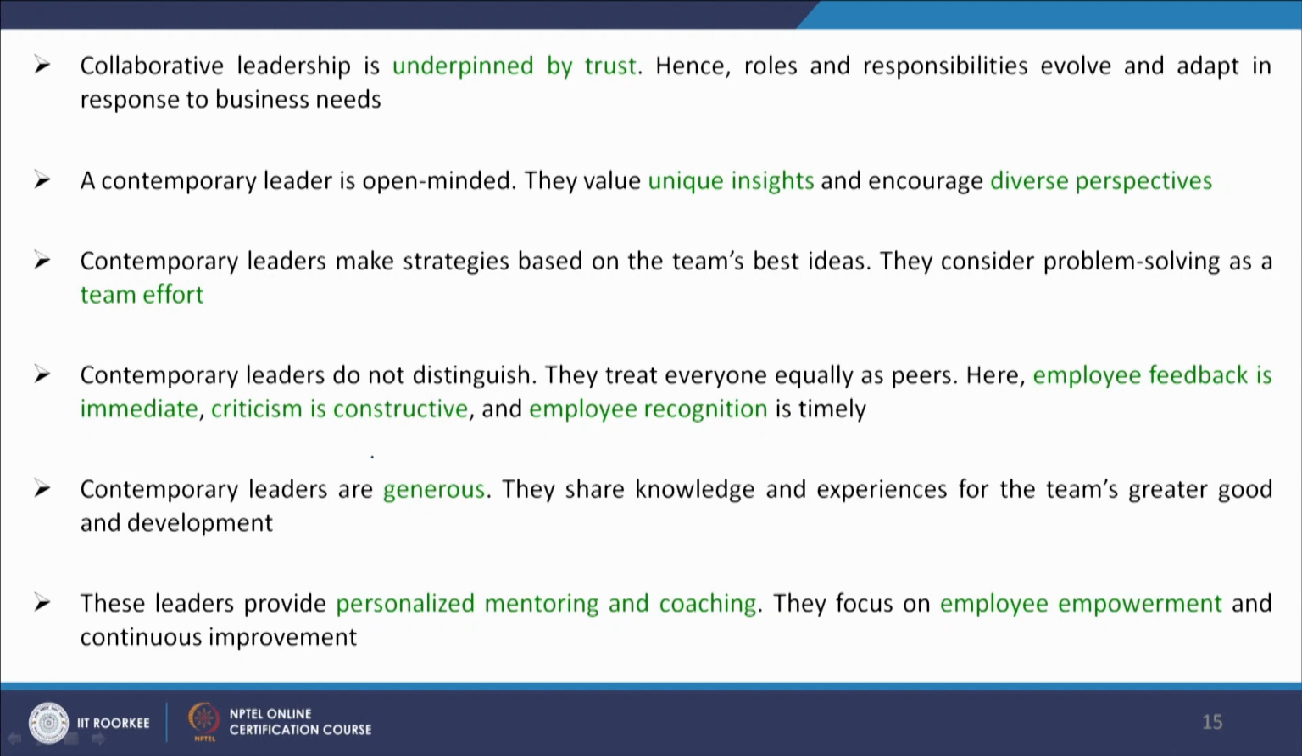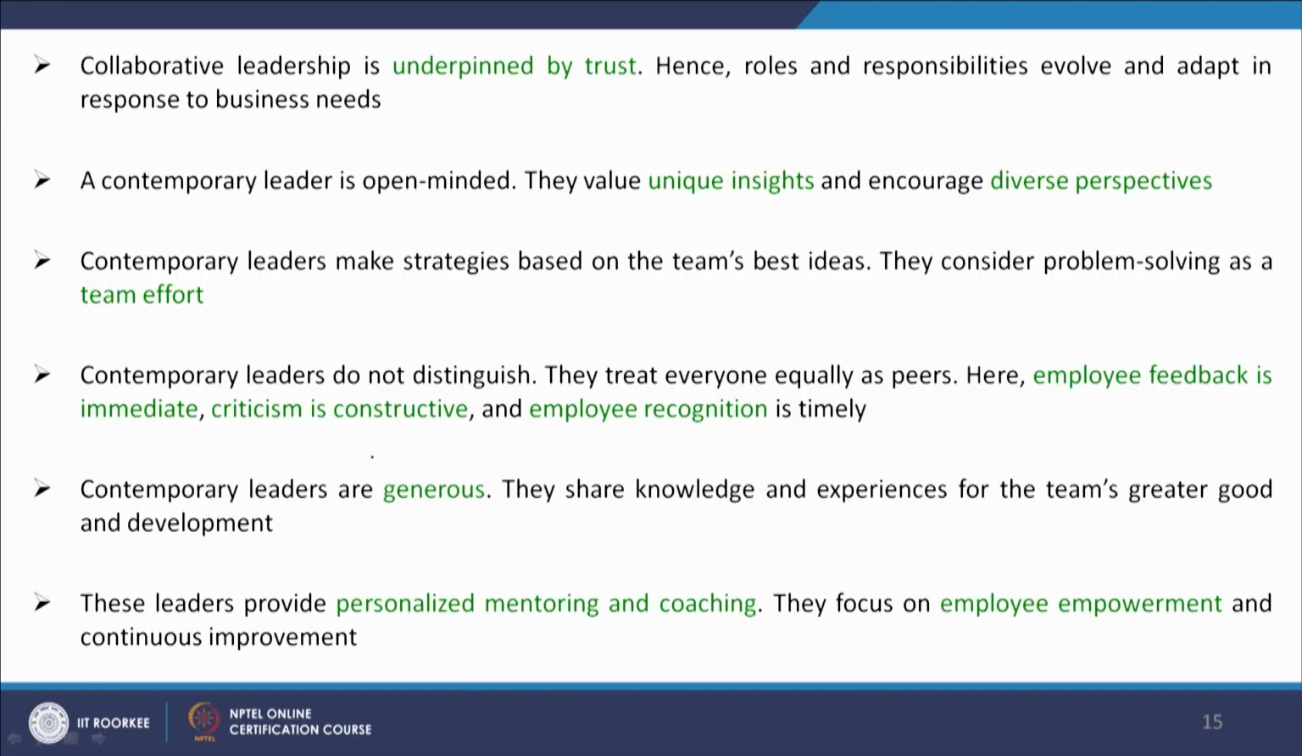The other feature is that contemporary leadership is underpinned by trust, hence roles and responsibilities evolve and adapt in response to business needs. That means when there is no hierarchy, people approach each other, and when they approach the other members of the organization, they develop mutual trust among each other, which helps them to evolve and adapt to new changing scenarios. Since we have already discussed, if I go to the previous slide, that new business needs are rapid change, technological advancement or innovations, and increased globalization. If mutual trust exists among members, then the novel business needs can be easily met by the members, and they can compete with the other organizations.